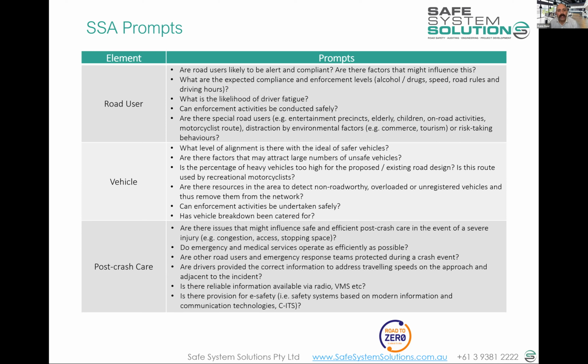Are there special road users: entertainment precinct, elderly, children, on-road activities, motorcycle route, distraction by environmental factors? You might recognise that there's a nursing home there, and look at the features that are being designed and say, well, those are good for most of the population, but the elderly are going to find that very difficult. They spark ideas on what could be altered, what could be changed. They may even give you ideas that make you go, well, that's interesting, we better alter the score in the matrix a little bit based on that.